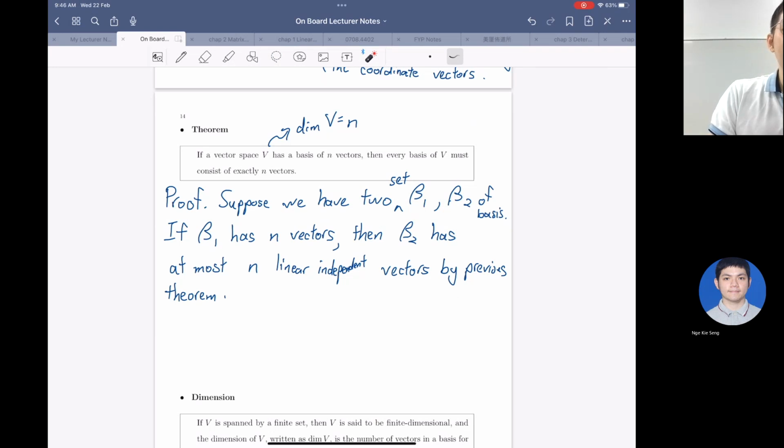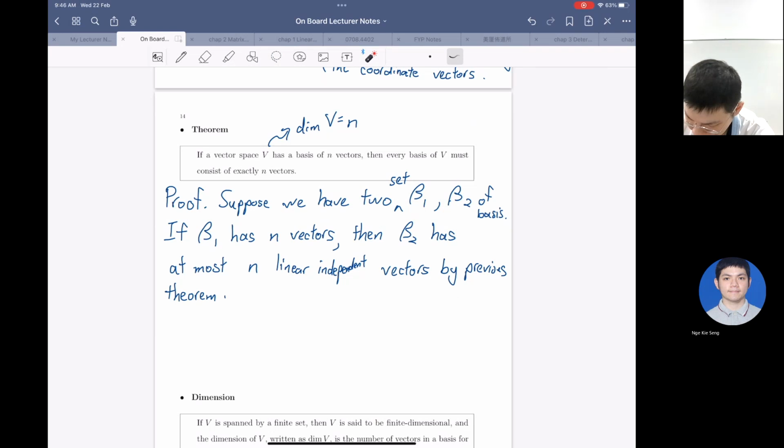Or you mean if it cannot span? Yeah, there's one way to see it, which is what I gave last time. Let me see if we have another way to see it. Okay, yeah, you can see it that way.